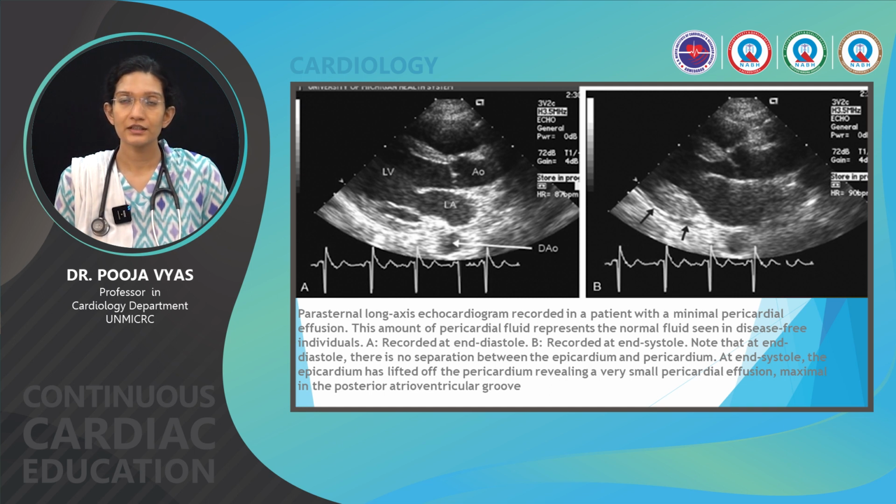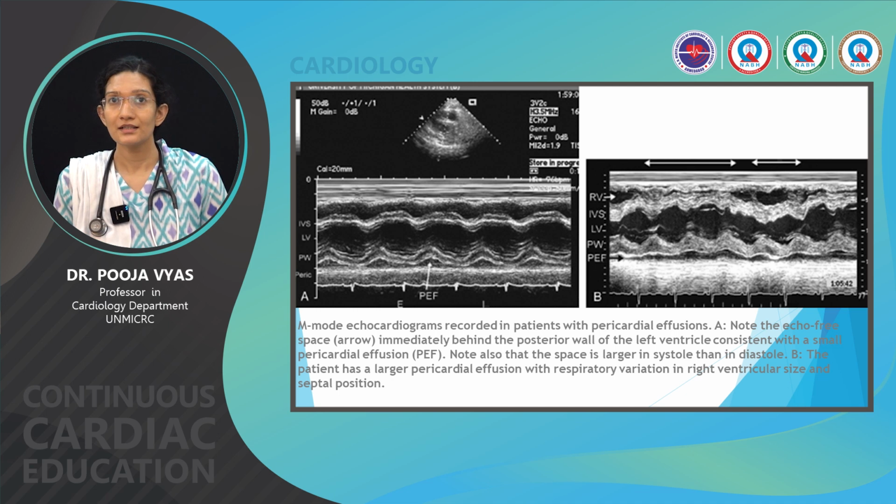Normally minimal pericardial effusion may be present, but now here in image A, we can see a pericardial effusion which is small, but it is present throughout the cardiac cycle. It is seen more in systole, but it is present even during diastole. In image B, we can see there is slightly higher volume than the left-sided image, meaning a slightly bigger pericardial effusion, and respiratory variations are seen in the right ventricular chamber.